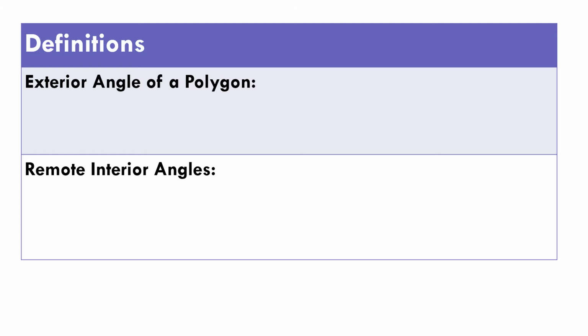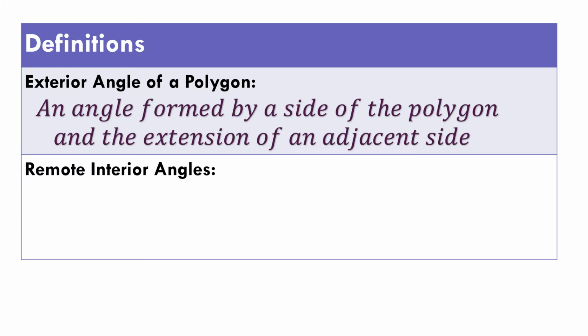Okay, so the exterior angle is an angle formed by a side of the polygon and the extension of the adjacent side. If you need a second there to write that down, go ahead.